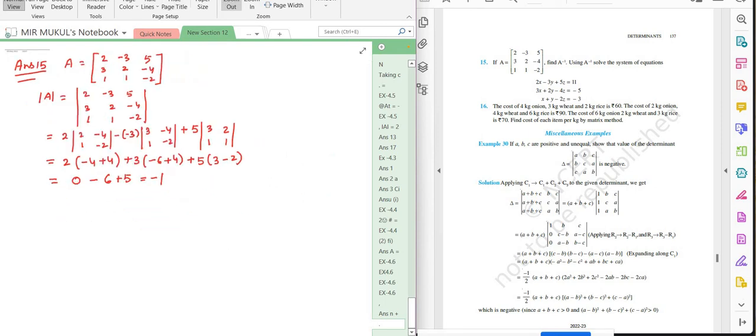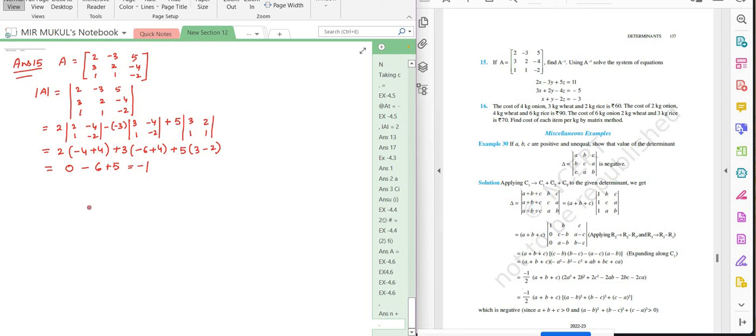By chance, more in examination, you will make mistakes, so be careful about it. Now we have to find the adjoint of A. So we have to find all the cofactors. So A11.